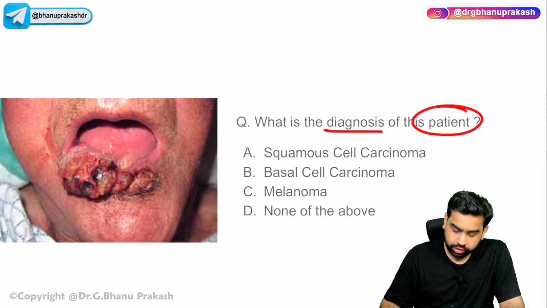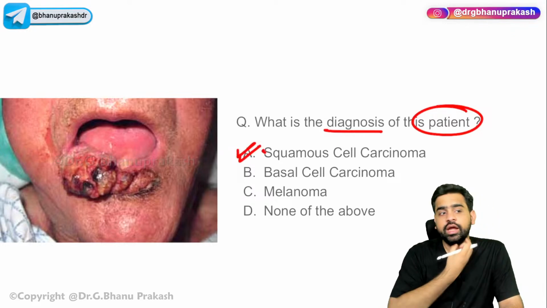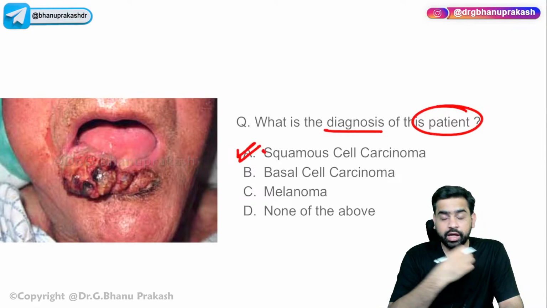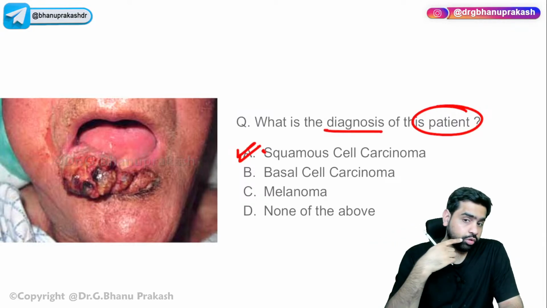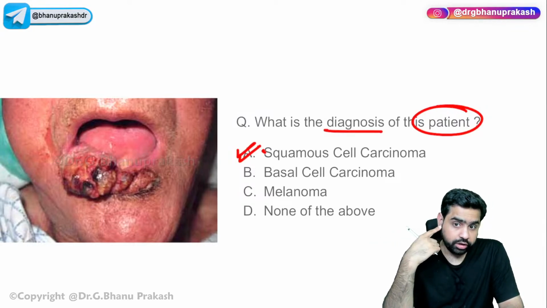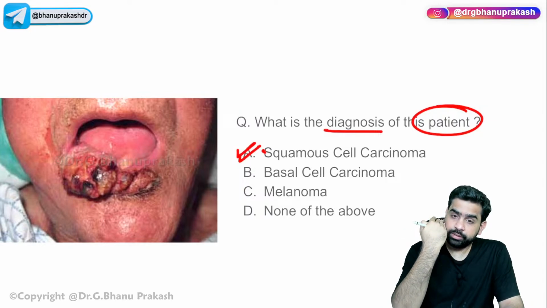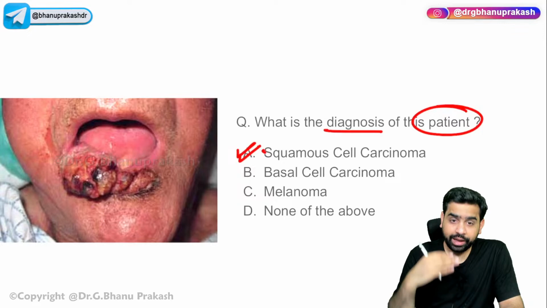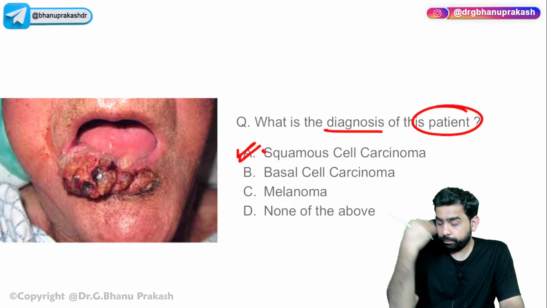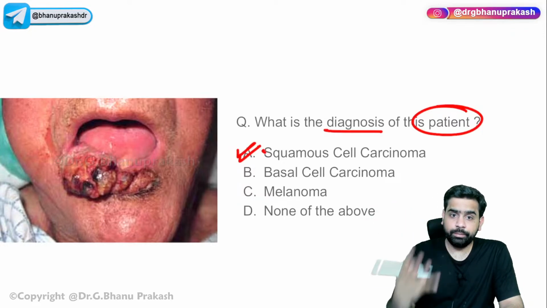So yes guys, the answer over here is squamous cell carcinoma. It is not basal cell carcinoma. Whenever you are in doubt, always draw a line from the lateral portion of the lips to the ears. Whatever ulcers occur below this line are squamous cell carcinoma, and the ulcers occurring above this line are basal cell carcinoma.